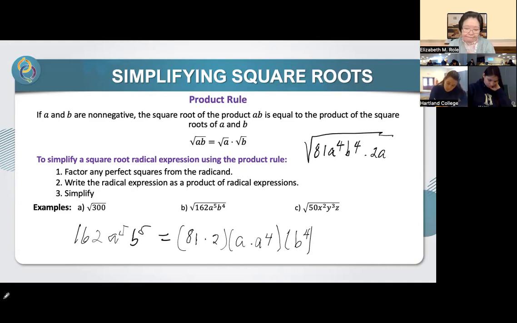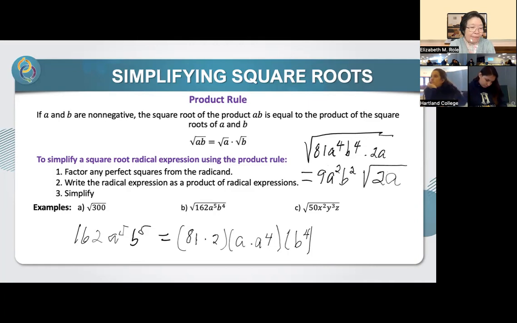Extract the root. The square root of 81 is 9. The square root of a to the 4th is a squared, because we're just dividing the exponent by 2. Then the square root of b to the 4th is b squared. What remains as a radicand will be 2a. So you now have 9a squared, b squared times the square root of 2a.